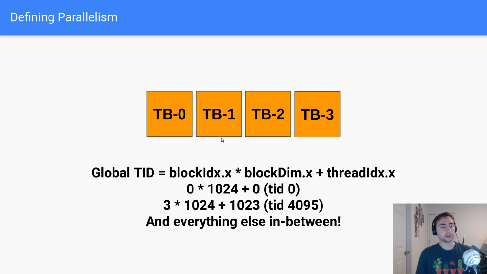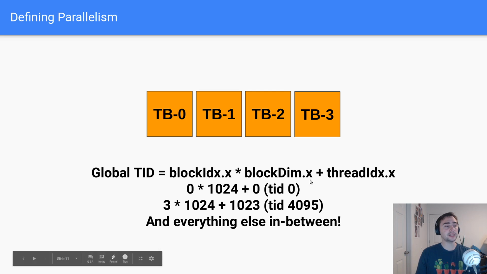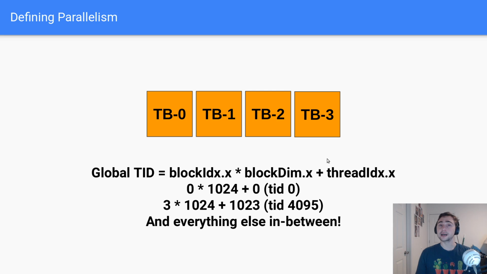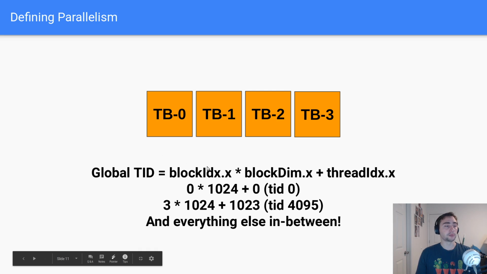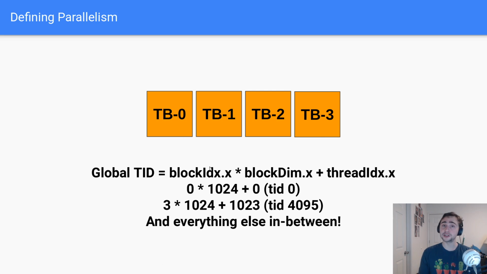We generally do it through something like a global TID, or thread ID, calculation. It looks something like this: blockIdx.x times blockDim.x plus threadIdx.x. Each of these is just a built-in variable within CUDA. Your blockIdx.x indexes your individual thread blocks in the x dimension. We're just going to be looking at a single dimension for this example, hence why they're all .x. Then we have our blockDim.x, which represents how many threads we have per thread block.